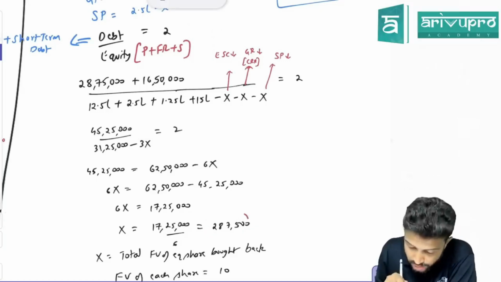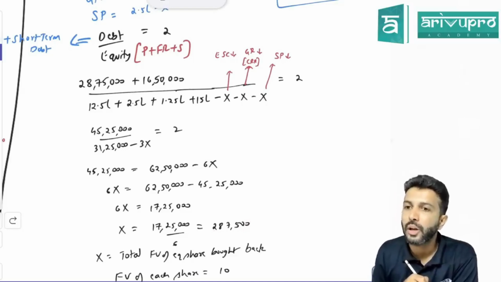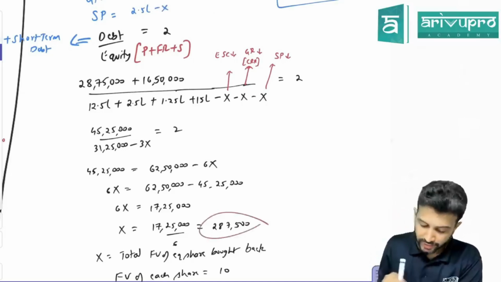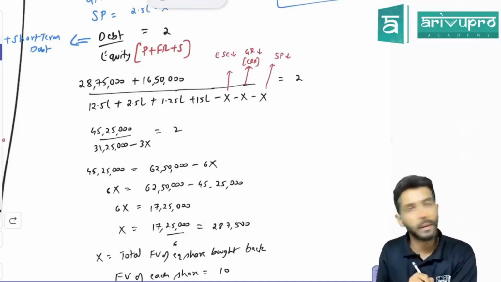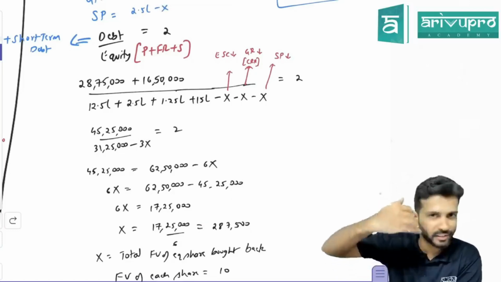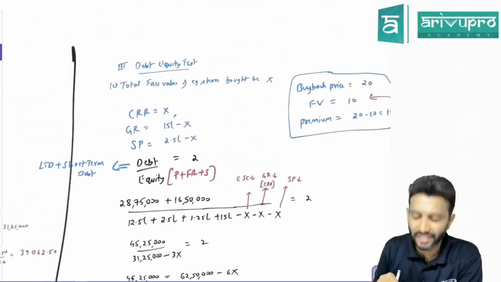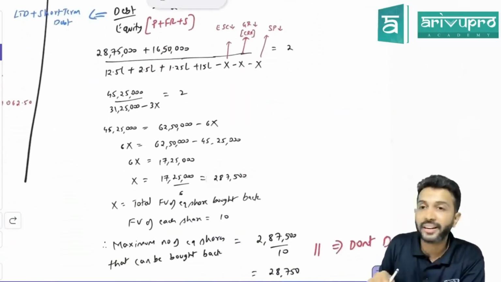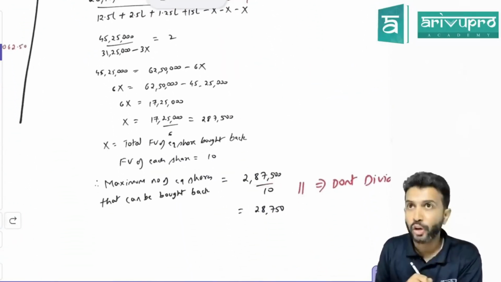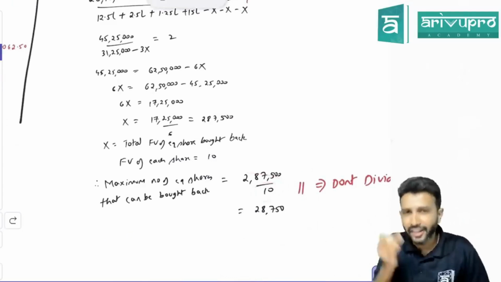Sir, this 2,87,500 is a number of shares or value of shares? Value of shares. You take this 2,87,500, divide by buyback price, and you will get the number of shares. Why, sir? What is X? Don't divide 2,87,500 by buyback price. Divide by 10. Sir, partiality: there you divided by 20, here you are dividing by 10?